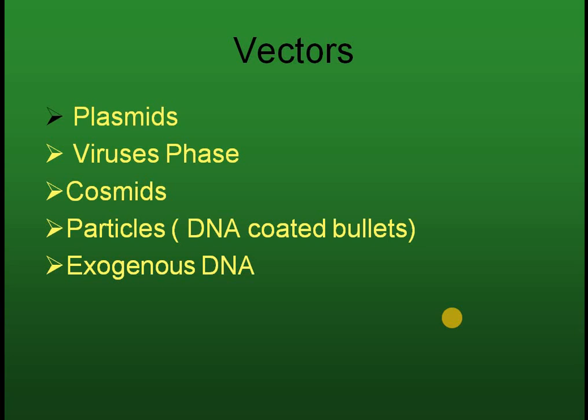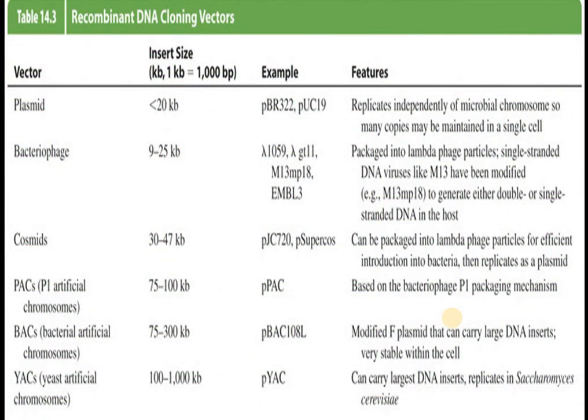So what are the different vectors? The vectors may be plasmid vectors. There are viral vectors like lambda phage vector and M13 vector. There are cosmid vectors. There are particles, DNA coated on bullets. Then there are artificial chromosomes or exogenous DNA. We will see the different types of vectors here. You can see in this slide the different types of vectors, with insert sites and features given.